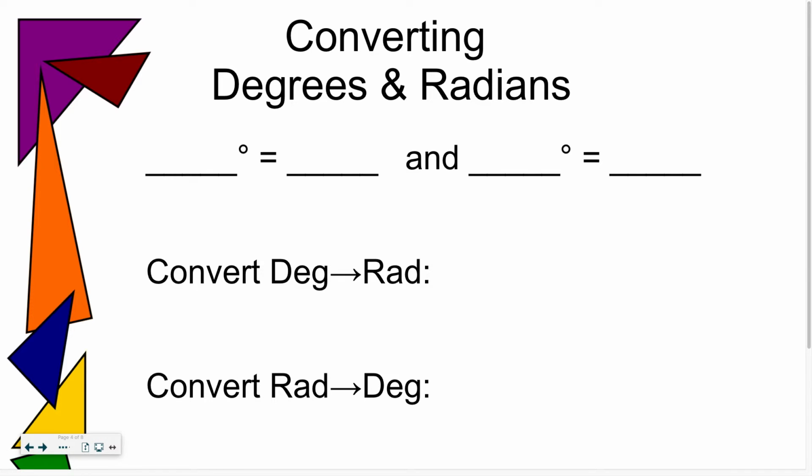Okay, let's talk about conversions, and I guess this is the same thing that I just wrote down on the previous slide. So if you wrote it down, you don't need to rewrite it. 180 degrees equals 1 pi, and 360 degrees equals 2 pi. Okay, so you might already have that in your notes.